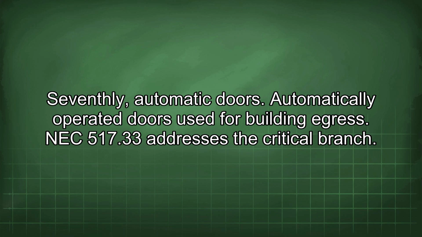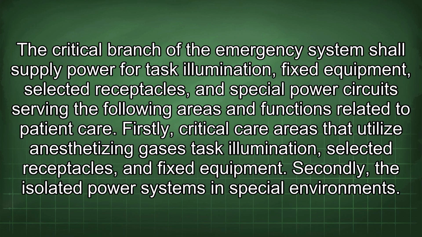NEC 517.33 addresses the critical branch. The critical branch of the emergency system shall supply power for task illumination, fixed equipment, selected receptacles, and special power circuits serving the following areas and functions related to patient care.